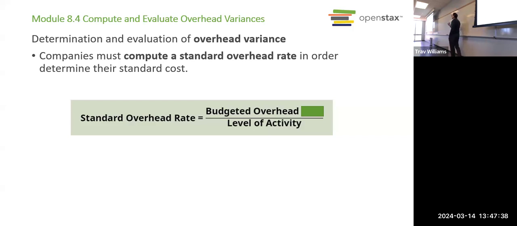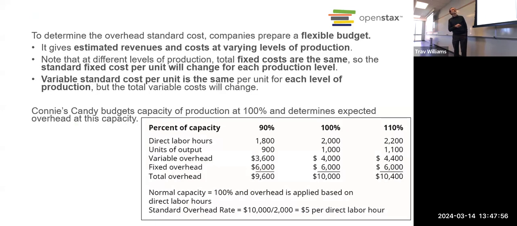So variable overhead uses the same formulas. Same as we've been using for direct materials and direct labor, we can use those for variable overhead as well and figure out what our variance is.